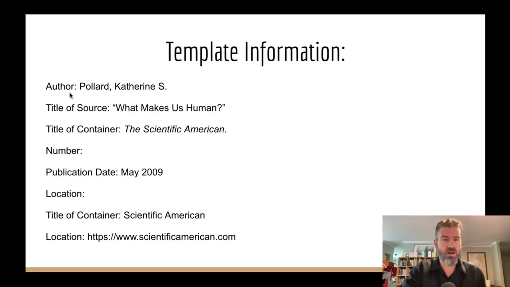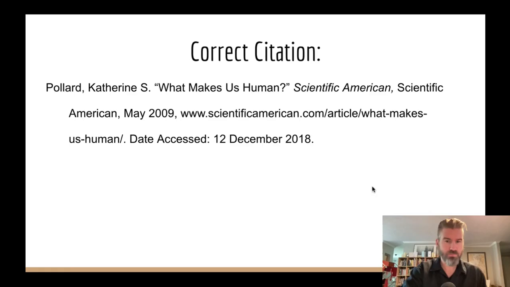So I've got author, title of source, title of container, again, container in italics. I didn't have a number or a volume, so I'm going to leave that blank. I have a publication date, May 2009. There are no page numbers, so I'm going to leave the location line blank. I have the title of, this should be the publisher rather than container again, Scientific American, and then the location, which should be the full URL.